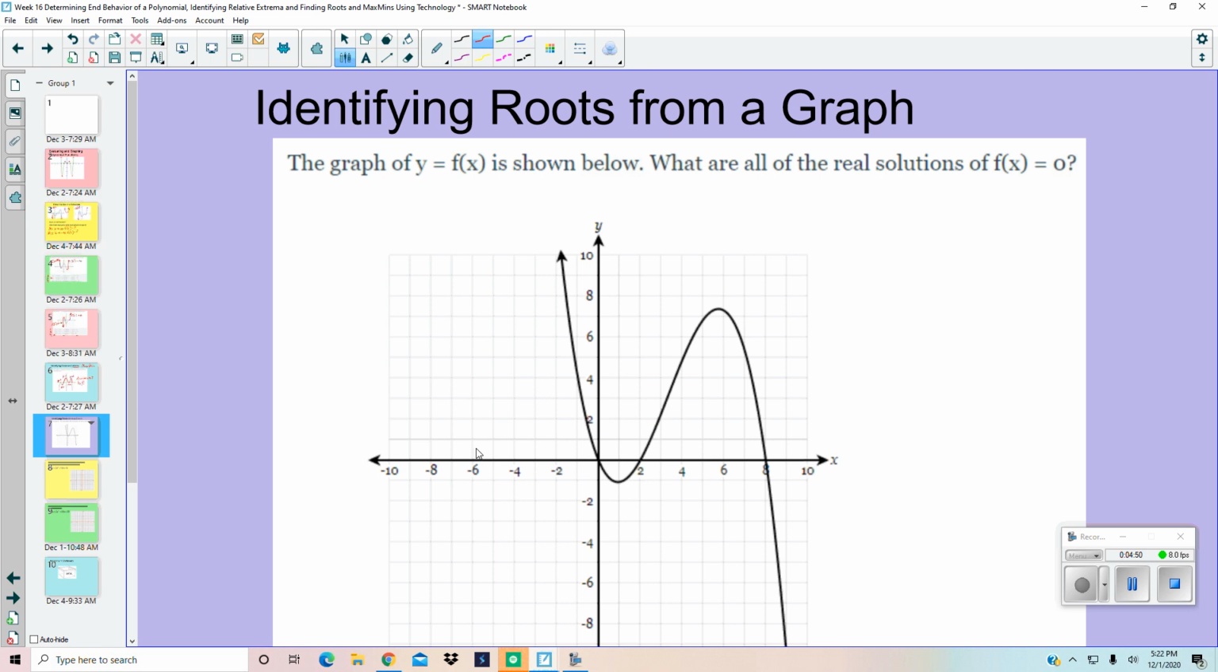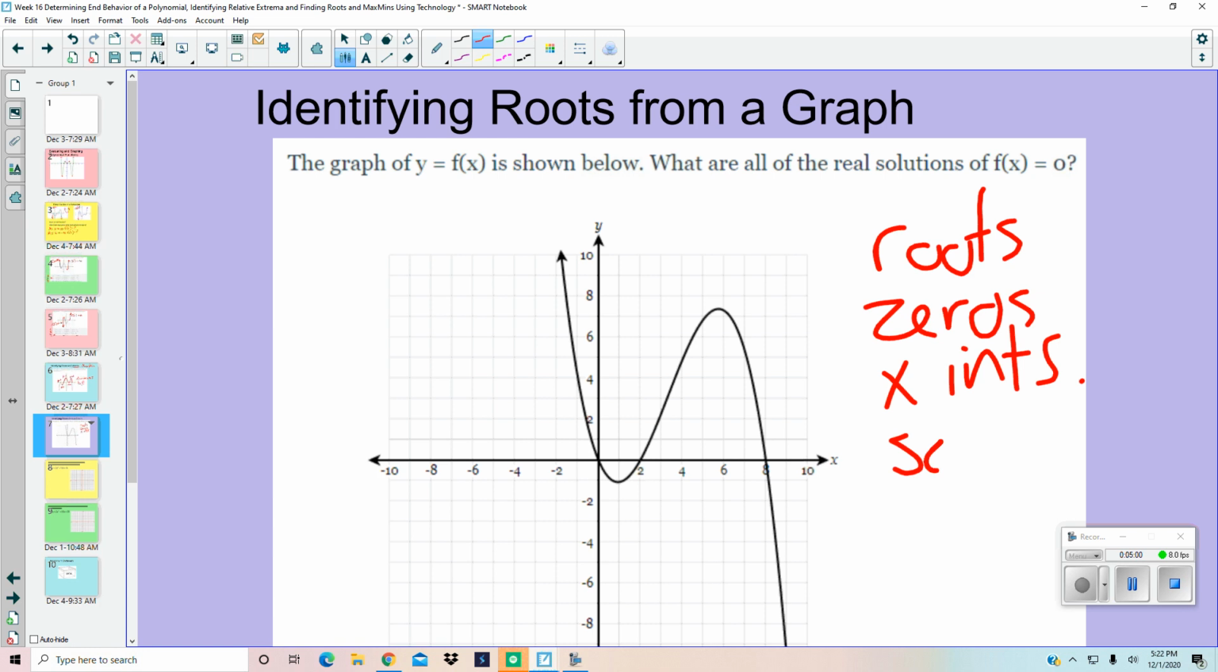Identify the roots. Roots are the same as the zeros or the x-intercepts, also called solutions. Where does it cross the x-axis? So you can see that one root is at 0, another one is at 2, another one is at 8. So 0, 2, and 8 are my roots, or real solutions.